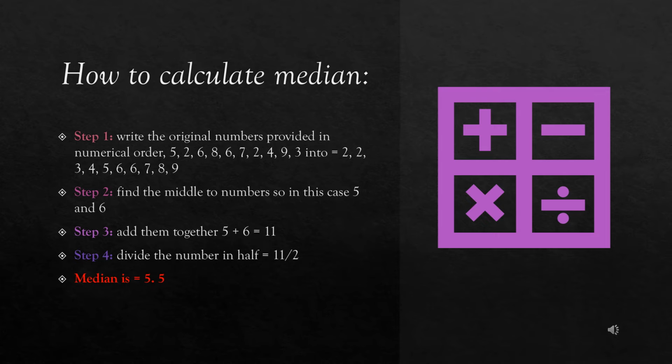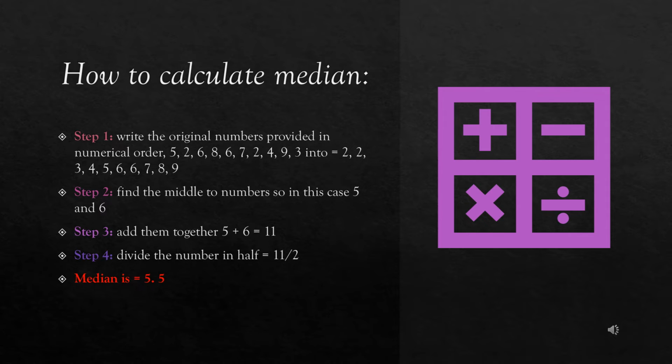Another technique that a business can use is to calculate the median. Now, to calculate the median, you get the original numbers that are provided and write them in numerical order, as shown in the example below. Then you find the middle two numbers, so in this case, the middle two numbers are 5 and 6. Then you would add them together, so 5 plus 6 gives you 11, and then divide the number in half, so 11 divided by 2, so the median would be 5.5 in this data set.